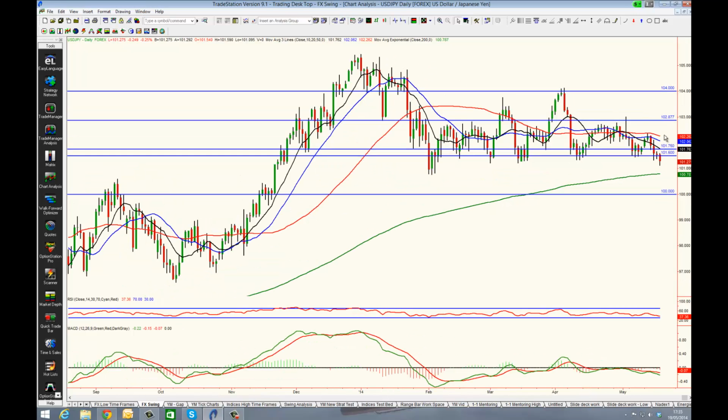And if I just zoom in here slightly, we can also see that we've now put in the context of a downtrend. So we've got a high, we've got a low, we've got a lower high, we've got a lower low, and we've also got our moving averages all in the right order as well.